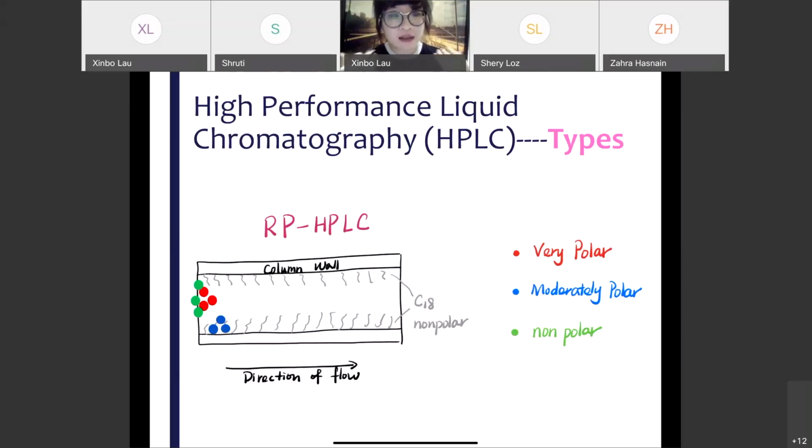Okay, so now let's look at reverse phase HPLC. My stationary phase is non-polar. And then I have all this: the red will be very polar, the blue will be moderately polar, and the green one will be non-polar. So now think about it. Which one is going to come out first? That's something we need to be able to identify.